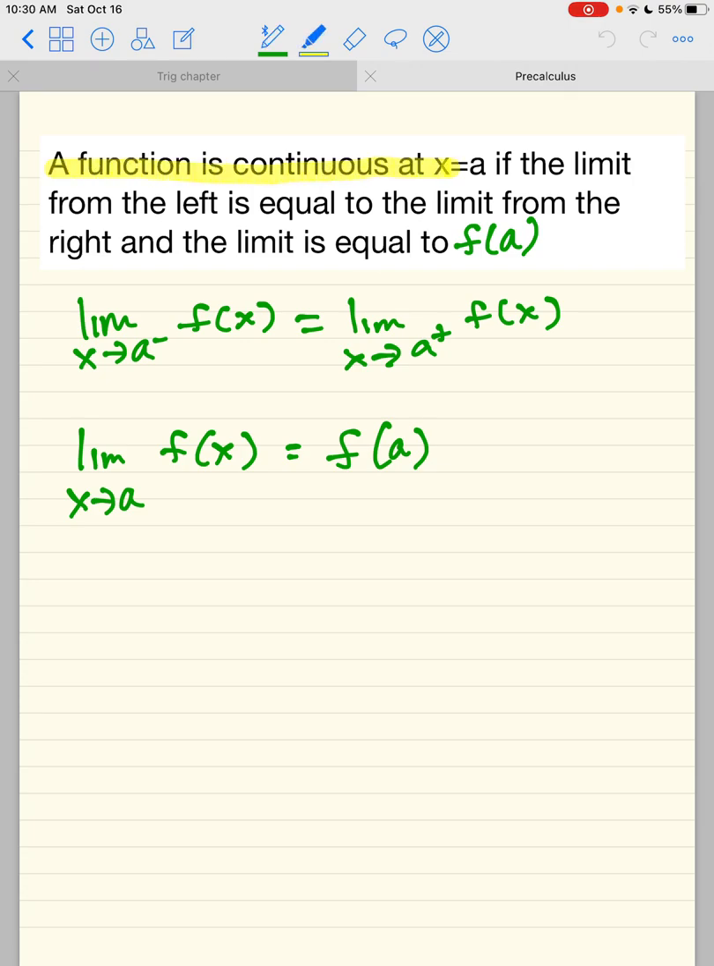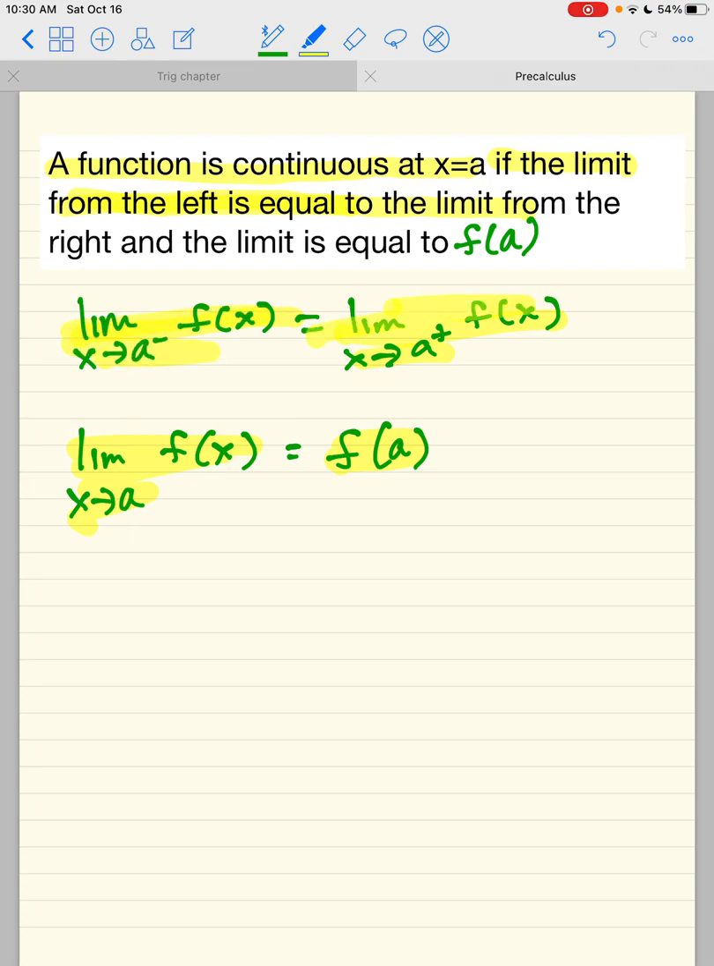So a function is continuous at x equals a if the limit from the left and the limit from the right are equal. Furthermore, if the limit from the left and the limit from the right are equal, that means the limit has to exist. The last part that you have to check is if the limit that we found is equal to that solid dark circle. Otherwise, there's going to be a hole discontinuity.